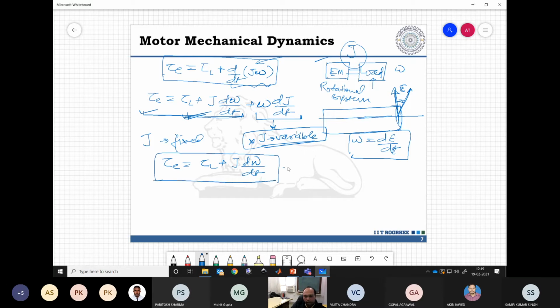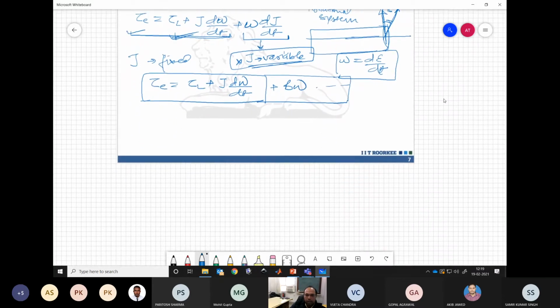There could be some frictional components also, let us say plus B omega and so on. So whenever this is present, we will include that also. Now, when we talk about steady state operation, that time our omega is constant, which means any change is zero. So our electrical torque is basically countering our mechanical load, and this is what our system is doing under the steady state operation.